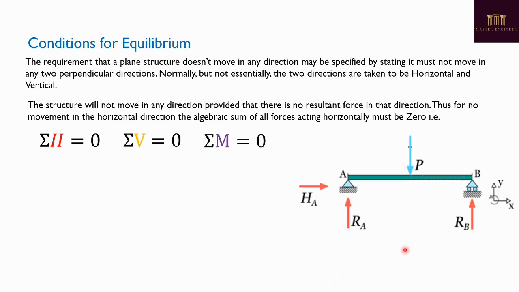The sum of all the vertical forces must be zero, which is stated here, and the sum of all horizontal forces must be zero, and the sum of all moments at any point, either B or A in this case, must be zero. The three equations are for static equilibrium of a plane structure. Therefore, these three equations are very important and they are called the equations of equilibrium.